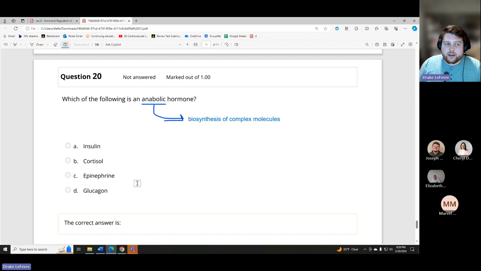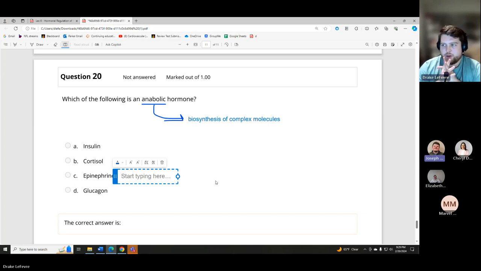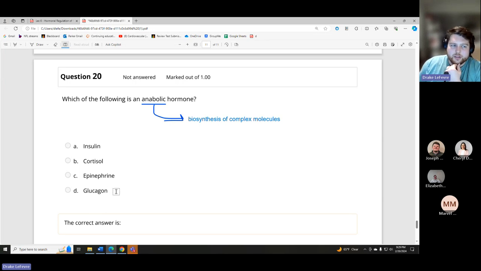Epinephrine, remember we talked about epinephrine. Epinephrine being that sympathetic response, that adrenaline response. Does that raise or decrease blood glucose levels when it's released? It raises. So what's it doing to glycogen? Breaking it down. What about glucagon? Is it building glycogen or breaking it down? Building.